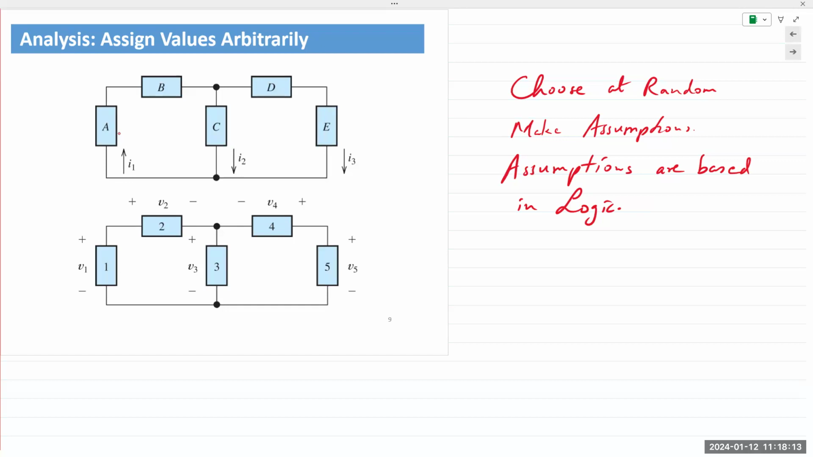You do not change your assumptions halfway through your problem. Then you will arrive at a wrong or incorrect answer. Actually, no. When I say values, I'm talking about the directions and the polarities. Direction of current and voltage polarity.